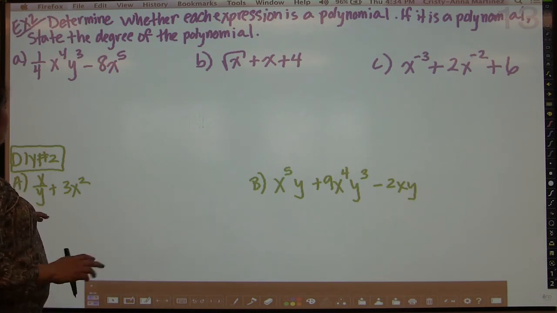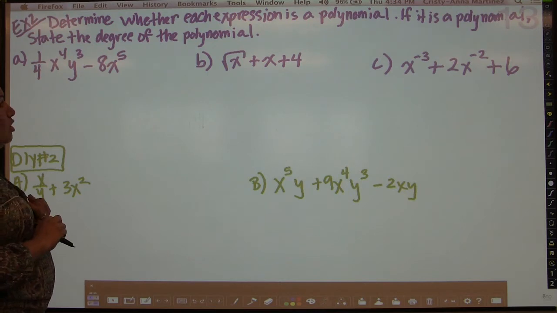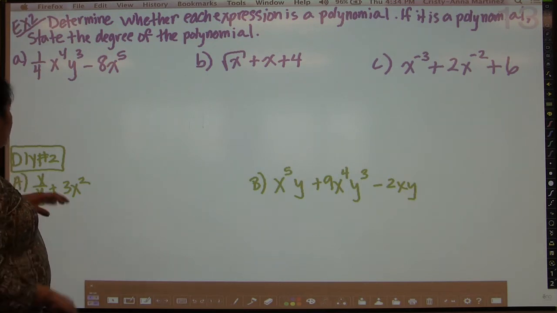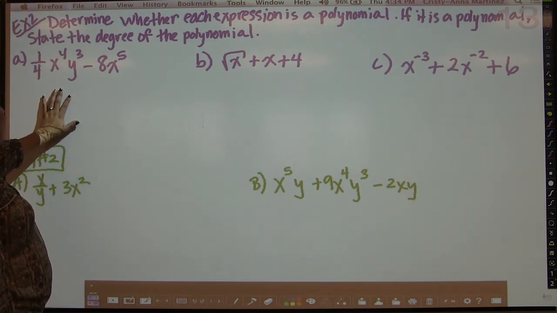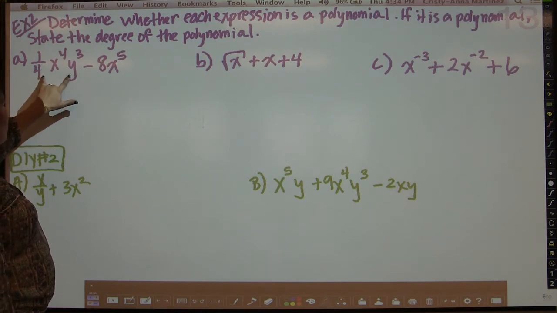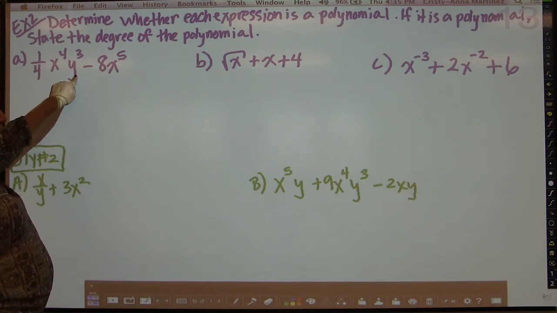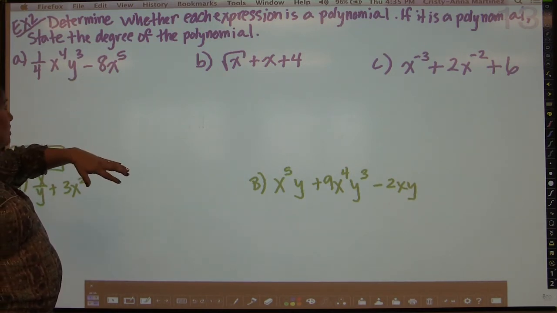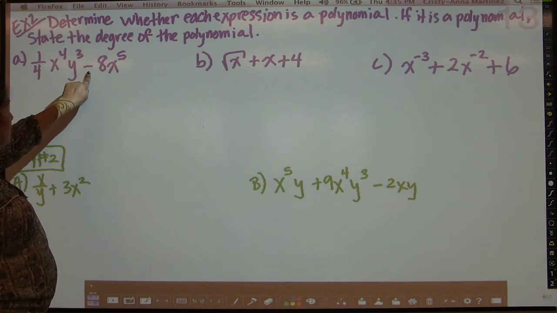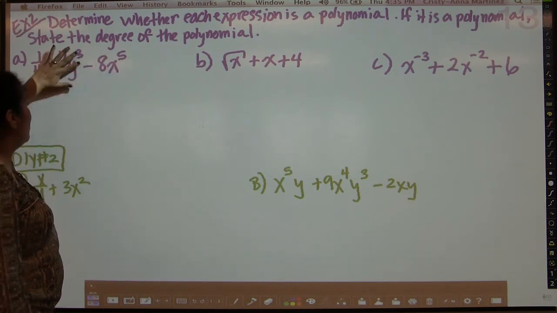All right, so just a couple of hints here. How do you find the degree of a polynomial? First of all, terms. We've got to talk about terms. Each of these examples in part A, this is 2 terms. You've got 1/4 x to the 4th y cubed. That's all one term. This is not 3 separate terms. Terms are separated by addition and subtraction. So since this is subtraction, it's separating this term from that term.